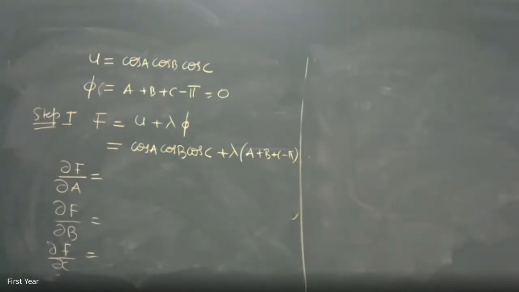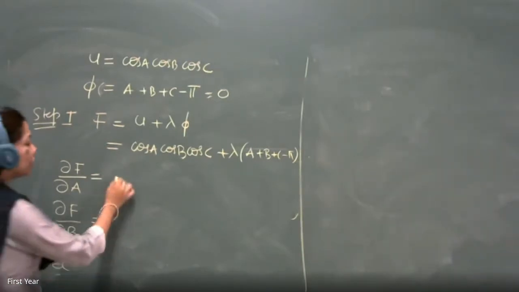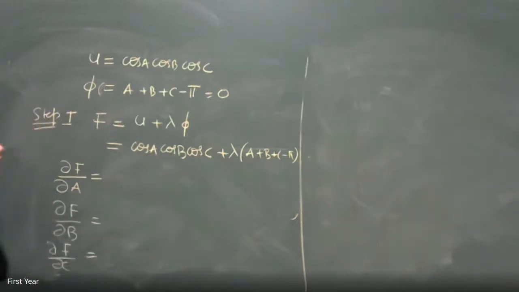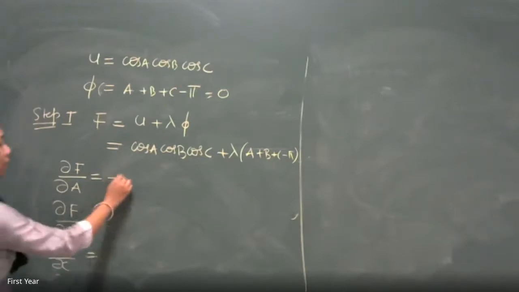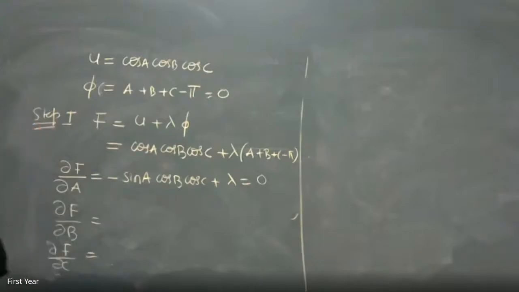So the derivative of f with respect to a is minus sin A cos B cos C plus lambda, where f is cos A cos B cos C plus lambda times (A plus B plus C minus phi). Now let me give a chance to Ankita.